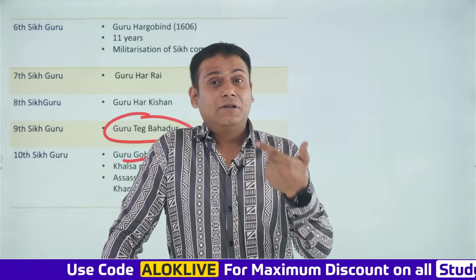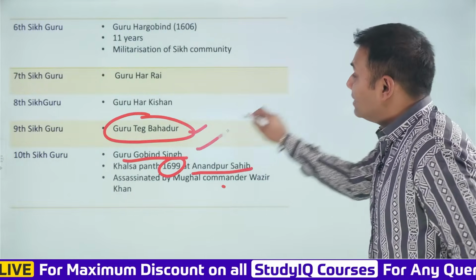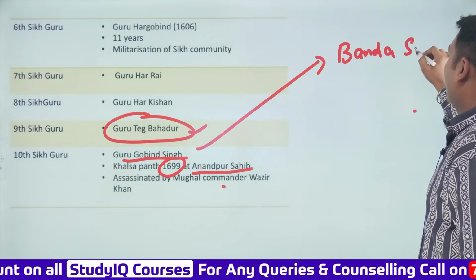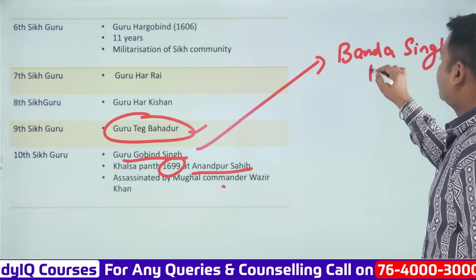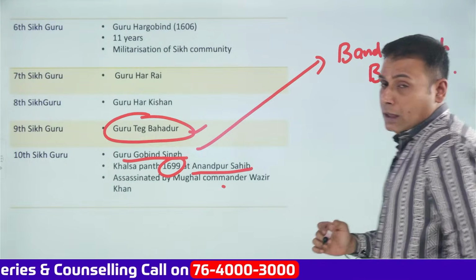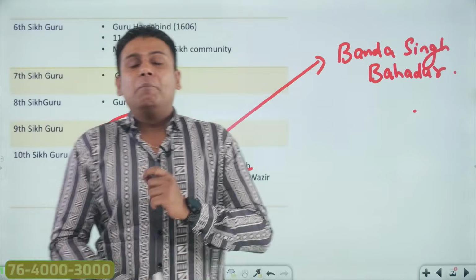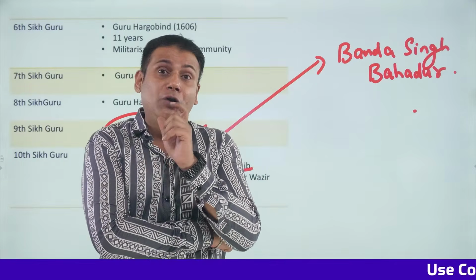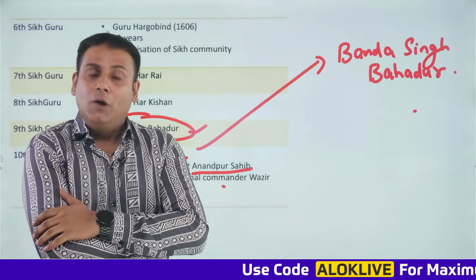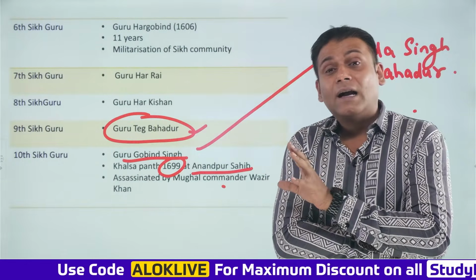Now what happened further? Let's understand. Now there was one disciple of Guru Gobind Singh ji whose name was Banda Singh Bahadur. Okay. Now he was one of the disciples of Guru Gobind Singh ji. And Banda Singh Bahadur, it is said that he wanted to take revenge for the death of his Guru, that is Guru Gobind Singh ji. Okay. Now Banda Singh Bahadur, what did he do? Now Banda Singh Bahadur started attacking the Mughal territories.